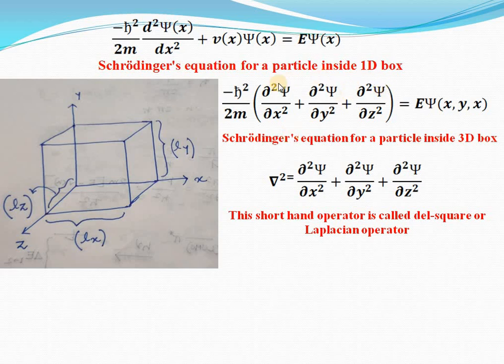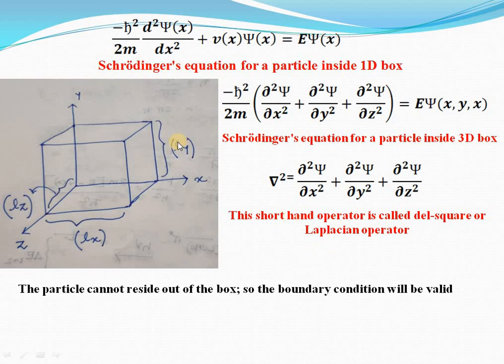Now this term is a very big term, so each time we write the Schrodinger's equation for a particle in a three-dimensional box system, it will take so much space and time to write this big equation. So for our own convenience, we have replaced this whole term with a shorthand operator, del square, that is called del square or the Laplacian operator. By writing in this way we can save a lot of time as well as effort.